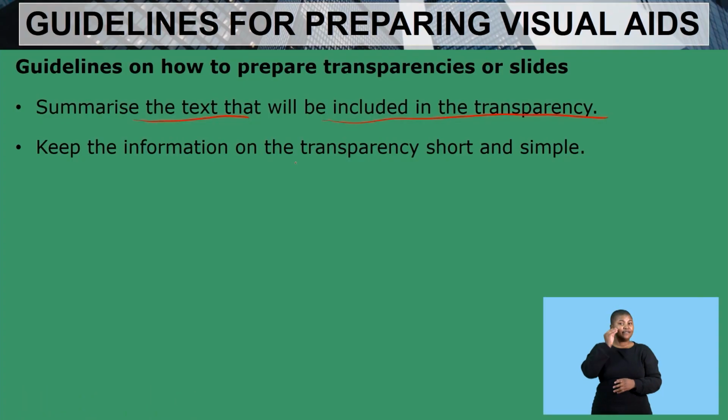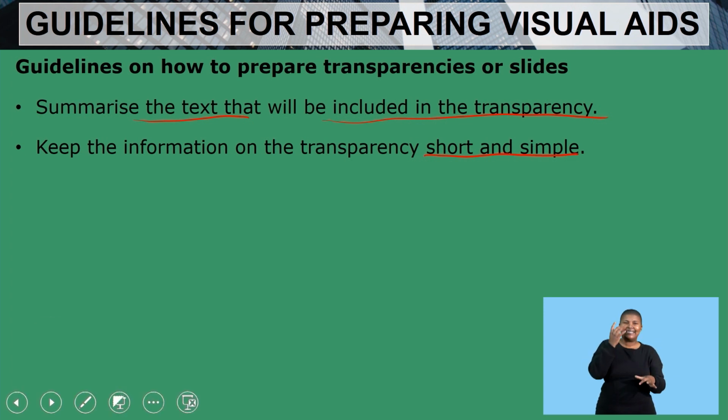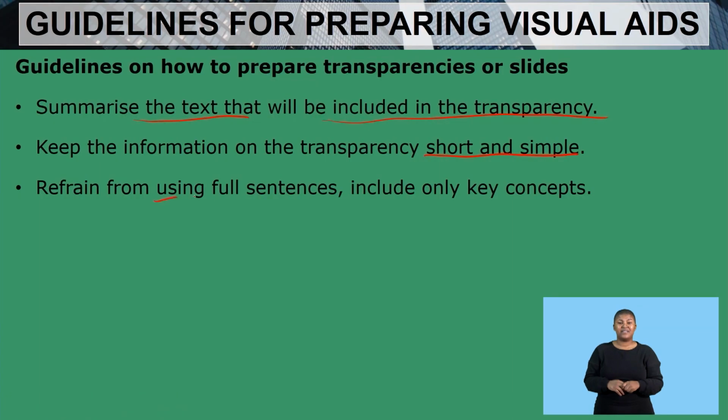Keep information on the transparency short and simple. So the information that has to be there on the transparency, when you prepare them, has to be short and simple so that it doesn't cause any confusion for the reader if there's too much information. Refrain from using full sentences. Include only key concepts. So when you prepare a transparency, you need to make sure that you do not write full sentences, but instead you write the key concepts.